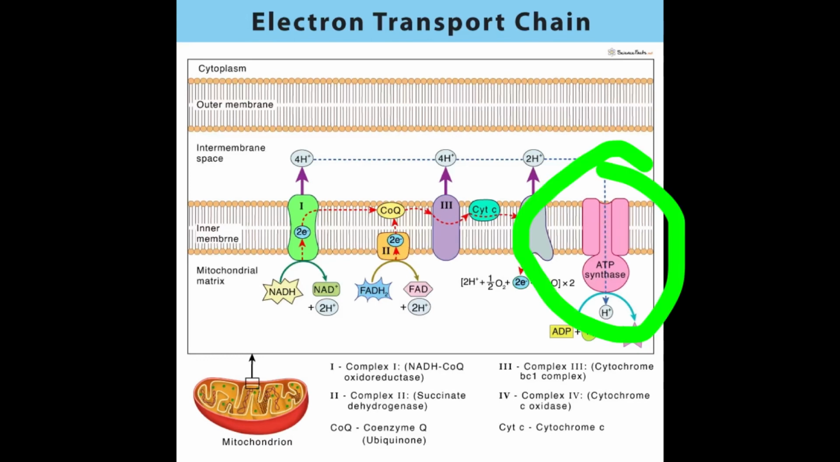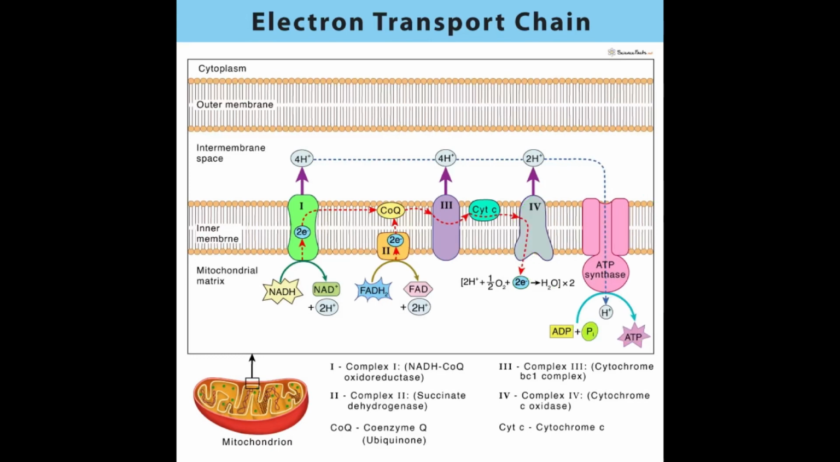ATP synthase, or complex 5. ATP synthase is an enzyme complex located in the inner mitochondrial membrane. The flow of protons, they want to go back. They're repulsive of each other, and they're attracted to the negative matrix space on the inside where they came from. So they want to pass through this. Now this is the really cool molecule.